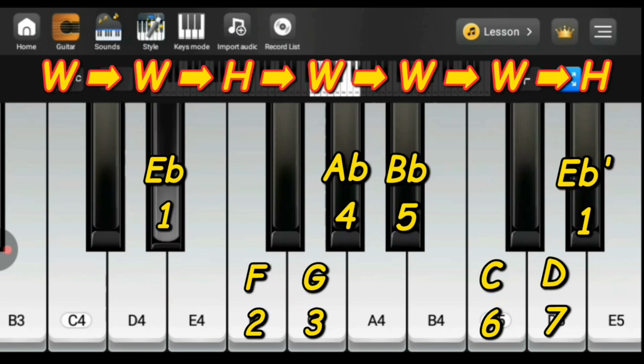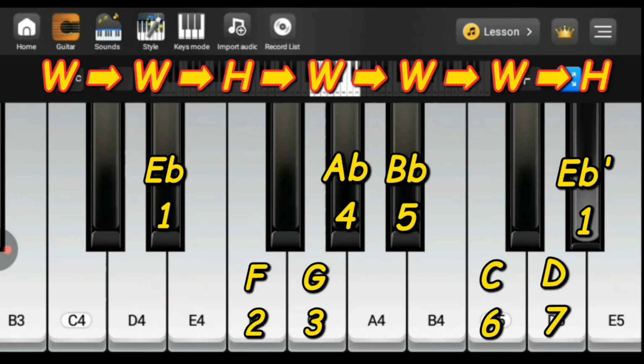So this is our 1, 2, 3, 4, 5, 6, 7, and back to 1 again in the higher octave, or 8.